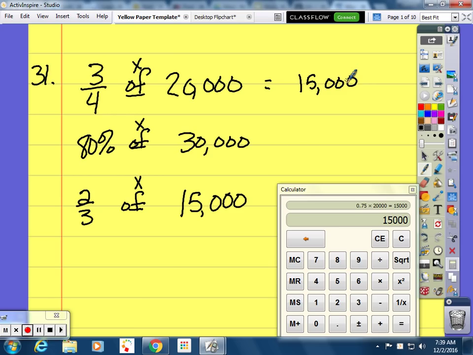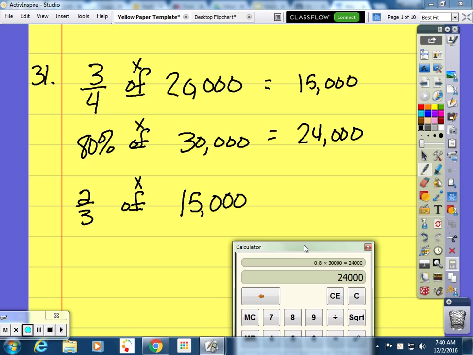80%, I have to do 0.80. I got to move my decimal, times 30,000. That's going to give me 24,000. And the last one, 2 out of every 3, I can't do that on my calculator because I can't do 0.6666666666666666. So what I have to do here is that I know that if it's cut into 3 things, well, that's going to be 5,000, 10,000, and 15,000. And if I have 2 of them, that would be 10,000.